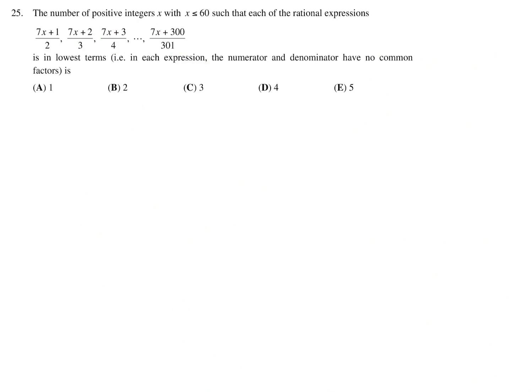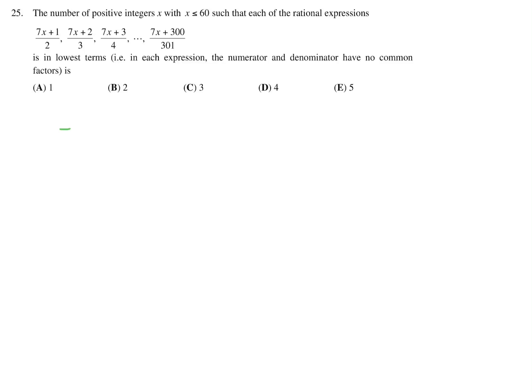The number of positive integers x with x less than or equal to 60 such that each of the rational expressions (7x plus 1)/2, (7x plus 2)/3, (7x plus 3)/4, all the way up till (7x plus 300)/301, is in lowest terms, i.e., in each expression, the numerator and denominator have no common factors, is.